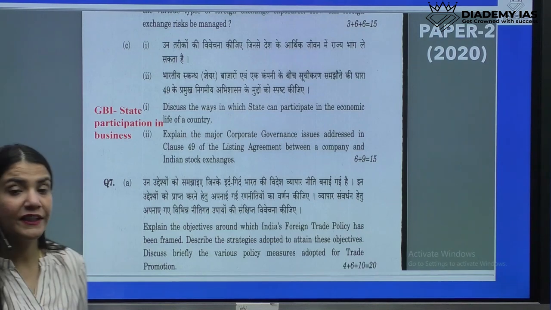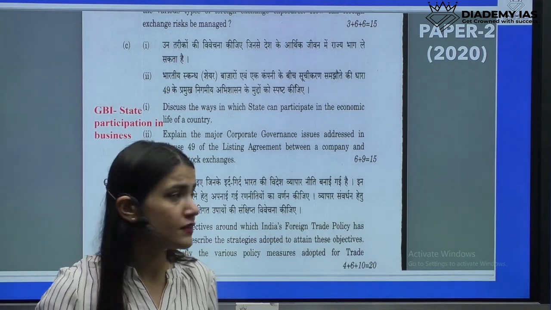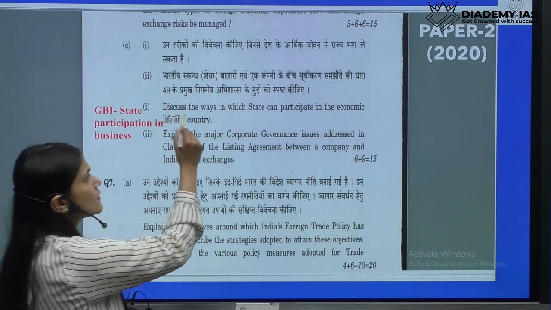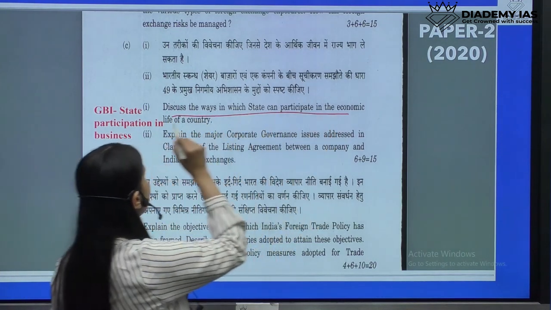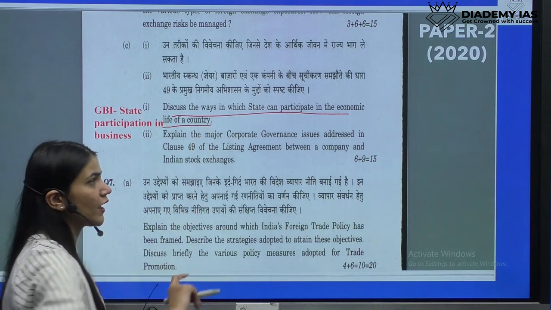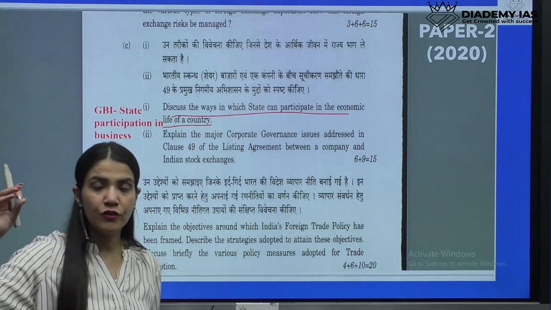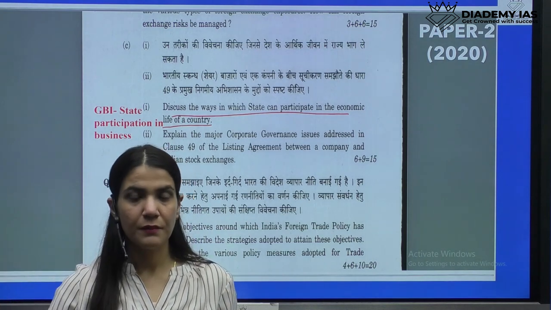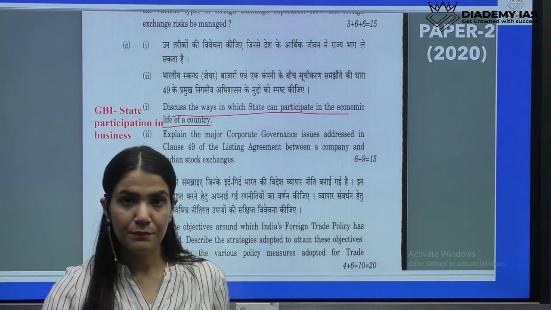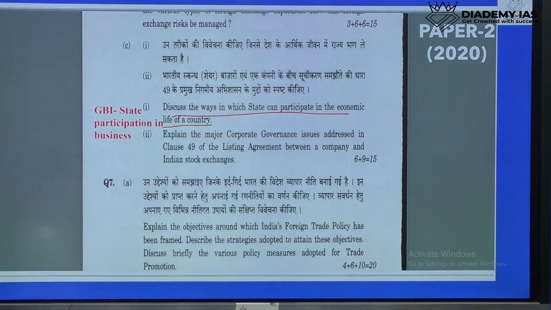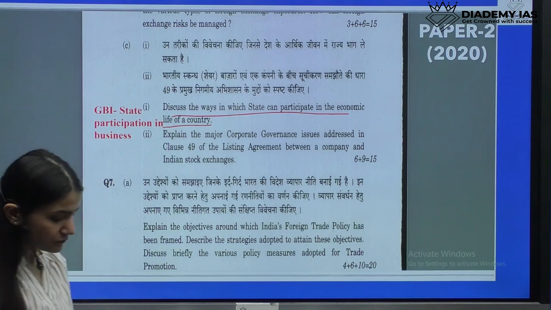Then for the year 2020, this question was again asked. As you can see here, the question was, discuss the ways in which the state can participate in the economic life of a country. So again, a very important question. Can you see, from 2022 back to 2020, this question was again asked. So this is a repetitive question, and you have to be very, very thorough with this particular topic.